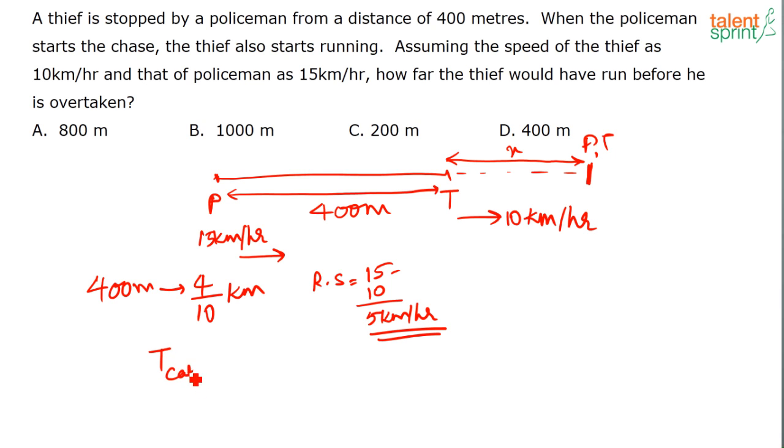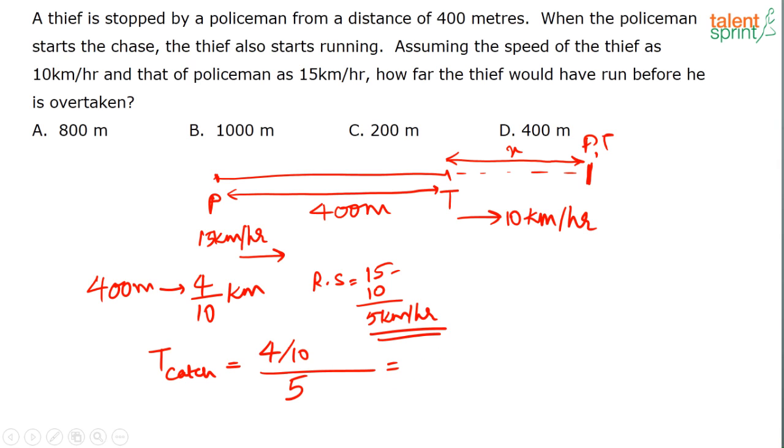The policeman will catch the thief at what time? Nothing but 400 meters divided by the speed, correct? Here we have to take into consideration the relative speed. So 400 meters is nothing but 4 by 10 kilometers. So 4 by 10 divided by 5, correct? This is the time when the policeman will catch the thief, correct?